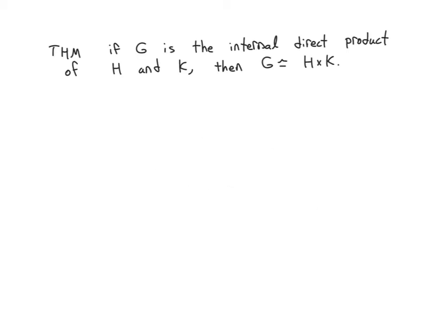So last time we discussed internal direct products. Here's the big theorem about them. If G is the internal direct product of H and K, then G is isomorphic to the direct product H times K. So this is the reason why we care about internal direct products. It's a way to discover that your group decomposes, up to isomorphism, as a direct product of smaller groups.